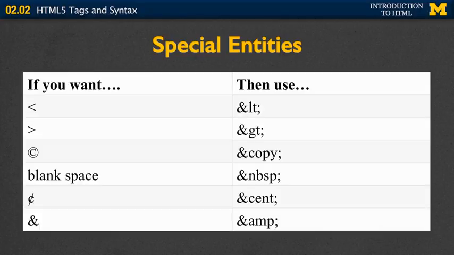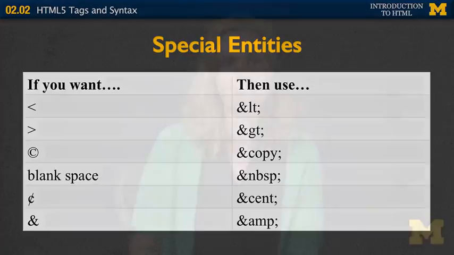So if you want a bracket, you would then use ampersand LT semicolon. The LT stands for less than. And please note that's an L, not a 1. You could also do ampersand GT for greater than. Ampersand copy. If you'd like extra blank spaces, you actually have to use a special entity. Putting space, space, space, the browser ignores it. You'd have to actually put ampersand NBSP. Again, if you want the cent, all right, well, what if you actually want an ampersand? Well, in that case, we even have a special entity for that, which is ampersand amp.